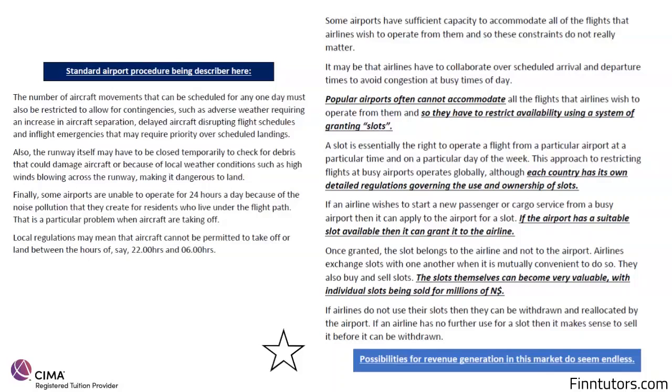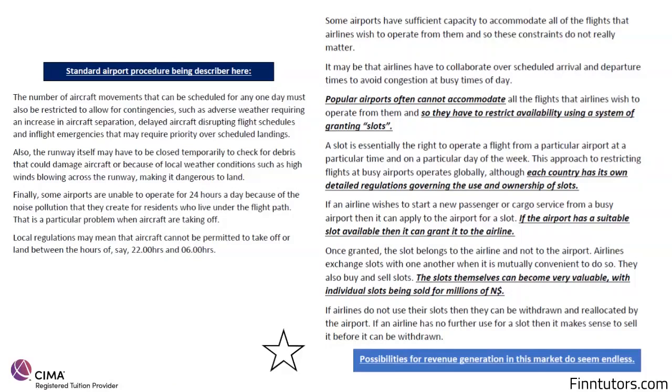Also, the runway itself may have to be temporarily closed to check for debris, check for potholes, check for regular maintenance. Finally, some airports are unable to operate for 24 hours a day because of the noise pollution that it creates for residents nearby. So they need to schedule their flights accordingly. Local regulations may mean that aircraft are not permitted to travel or land or take off between 10 o'clock in the night to 6 o'clock in the morning if you are around a residential area.